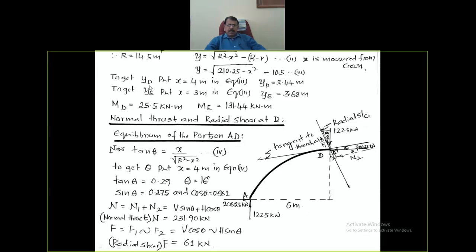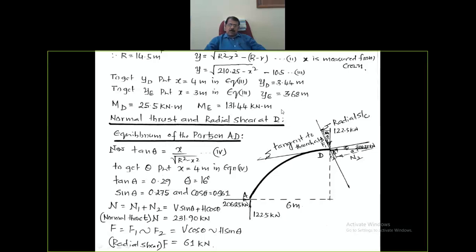Now to get the ordinate at D, namely YD, put x is equal to 4 meter. It is measured from the crown. In equation number 3, YD works out to be 3.44 meter. Similarly, to get YE, put x is equal to 3 meter, measured from the crown. Substituting in equation number 3, y is equal to 3.68 meter. So now calculate the bending moment at D and then at E. Bending moment at D works out to be 25.5 kilonewton meter. Bending moment at E works out to be 131.44 kilonewton meter.